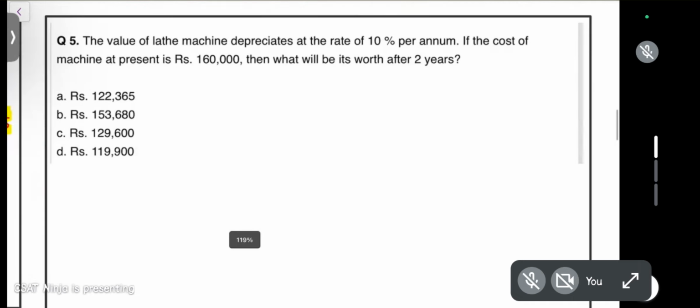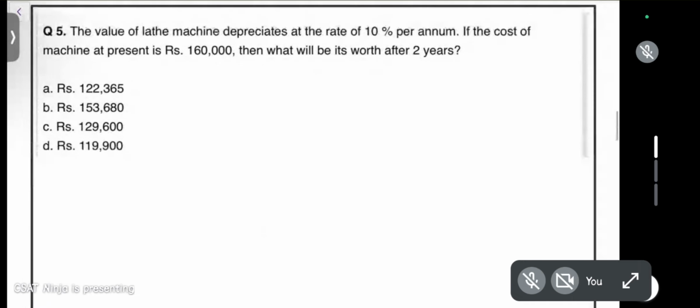Okay, the value of a machine depreciates at the rate of 10% per annum. The cost of the machine at present is this. What will be the worth after 2 years? This type of question is easier with the 10 types approach, and I would have gone by that method. Why? Because we are talking about 10% here, and depreciates means the value reduces every year, and the present value is this one, and we have to find after 2 years.